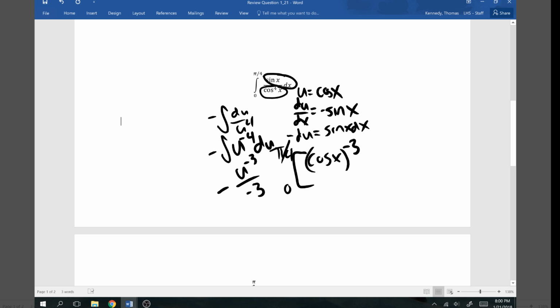What is cosine of pi over 4? Root 2 over 2? So this is 2 over root 2 cubed minus 1 cubed. Oh, sick. That's like something. 2 root 2 minus 1. So that question's kind of fun. Hopefully you're getting a hang of u substitution. If you're not, really practice.